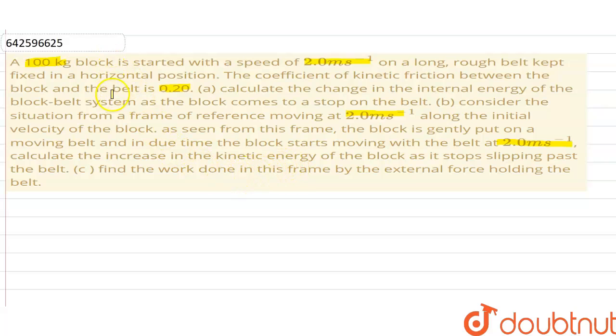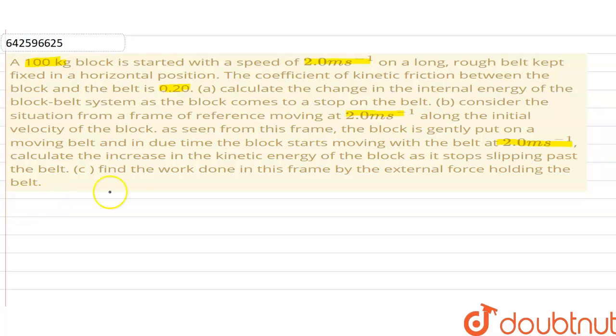Okay, so basically we have been given a condition where a block is kept on a long rough belt which is fixed in a horizontal plane and moving with a velocity of 2 meters per second. The coefficient of friction between the belt and the block is given as 0.2, and in the first part we have to tell what will be the change in the internal energy of the block-belt system when the block comes to a stop.